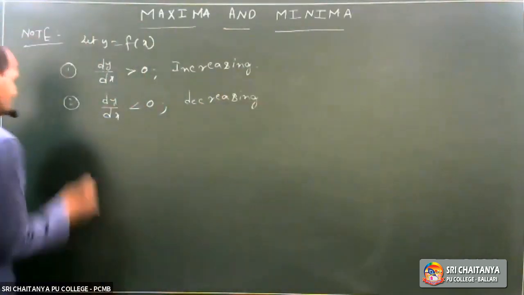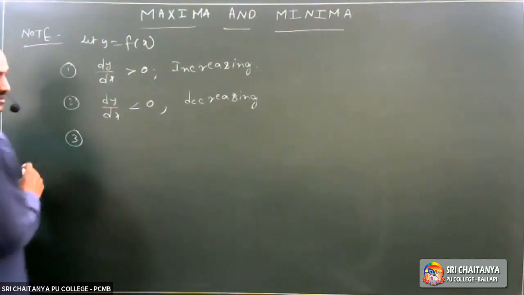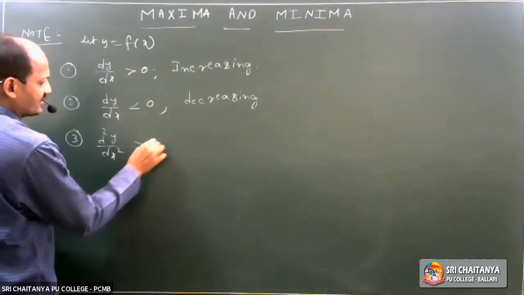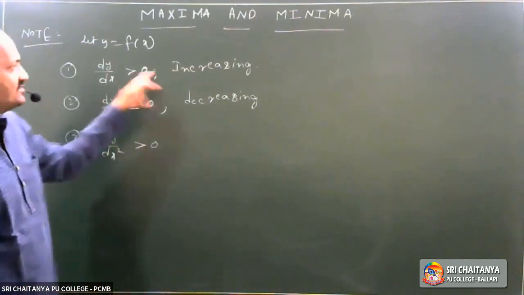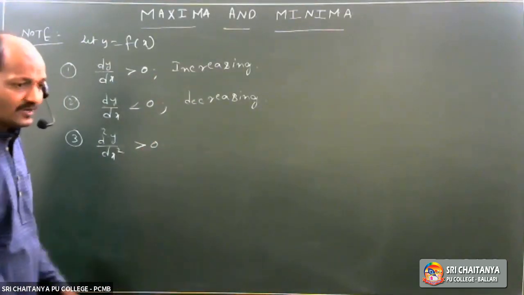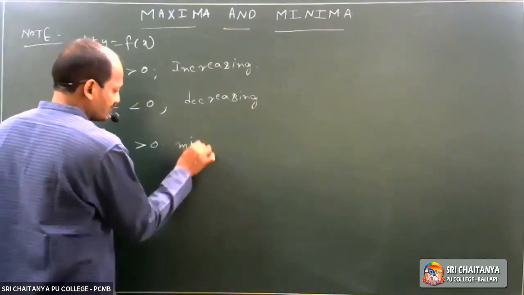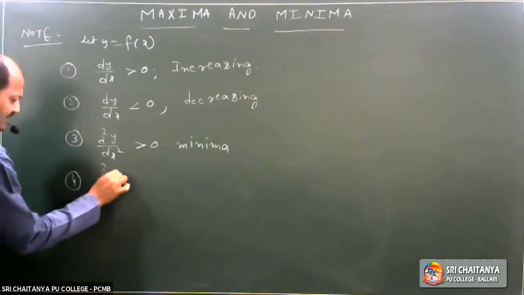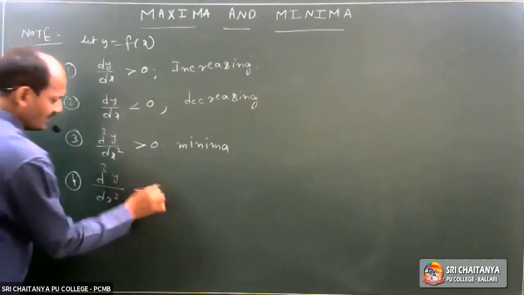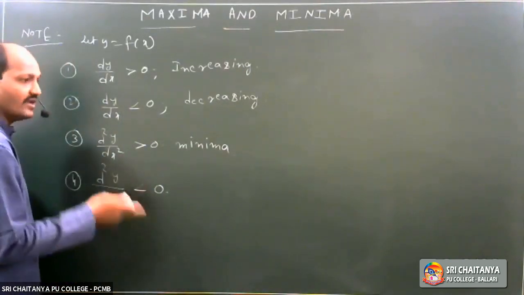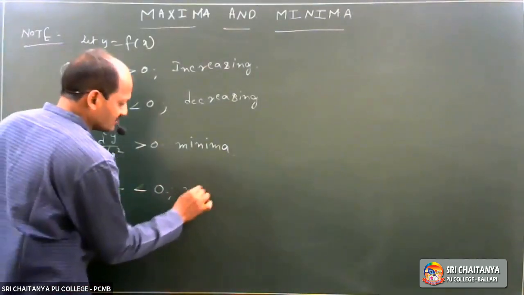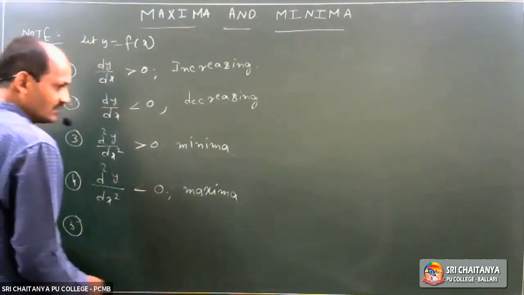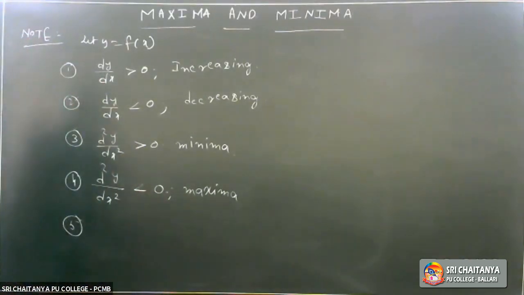Third one. If the second derivative d square y by dx square is greater than 0, first derivative positive means increasing, second derivative positive means it has a minimum. And if the second derivative is less than 0, second derivative negative means it has a maximum.